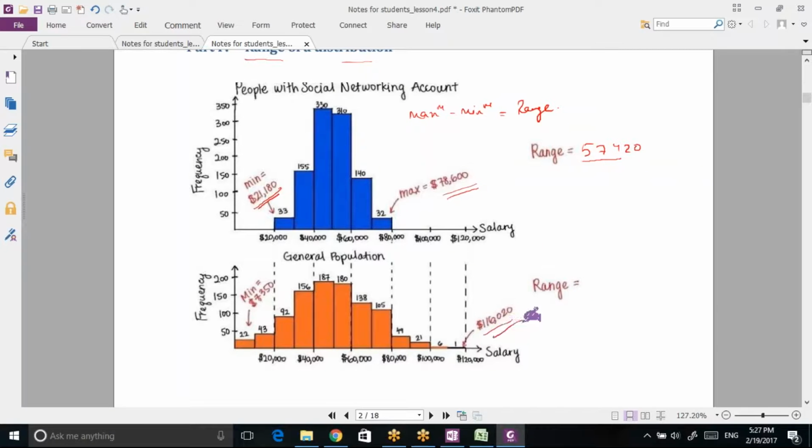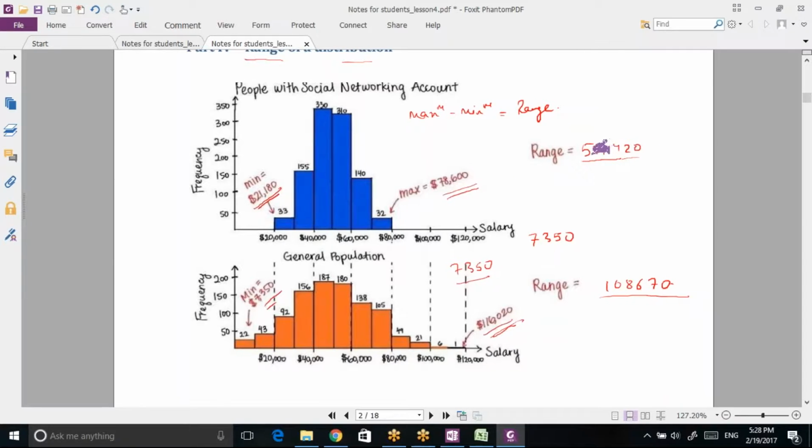Okay. Now this one also. The maximum is 116,020 and the minimum is only 7,350. This is minimum and this is maximum. Find the range in this case also. The minimum is 7,350, yes, with the dollar sign before that. It's 108,670. Okay. Kantesh, did you get this?